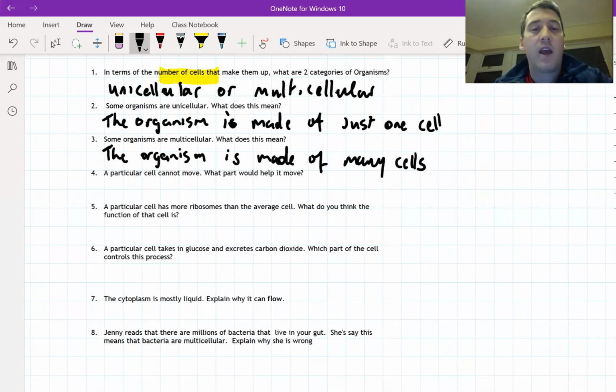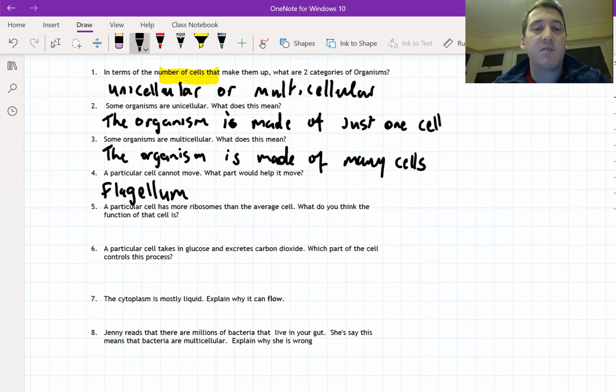A particular cell cannot move. What part would help it to move? So think back to when we drew the bacterial cell. What part helped it to move? Now again, as I always remind you, you should be doing this from memory, not checking any notes that you made. Try and do it from memory. Okay, well, it would be the flagellum. So the flagellum part would help it to move if it had a flagellum.